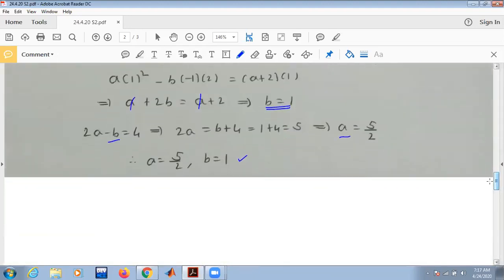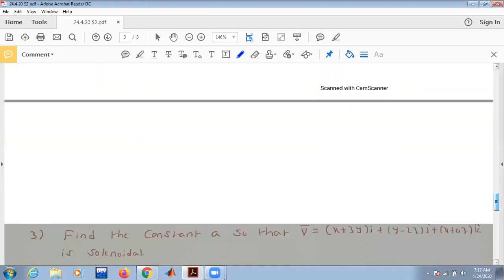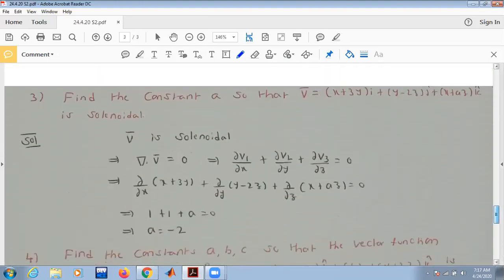Now see the third problem. Find the constant so that the vector is solenoidal. Where is the constant? Here, see. V bar equals (x plus 3y) i bar plus (y minus 2z) j bar plus (x plus az) k bar. And we know a vector is solenoidal if and only if divergence is 0. What do you mean by divergence? Let me call the first component v1, the second v2, and the third v3.